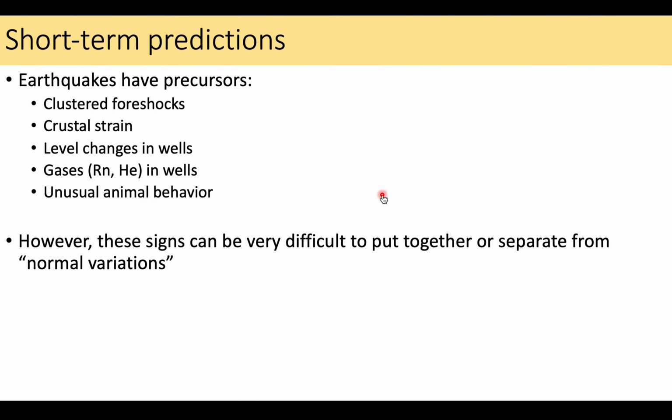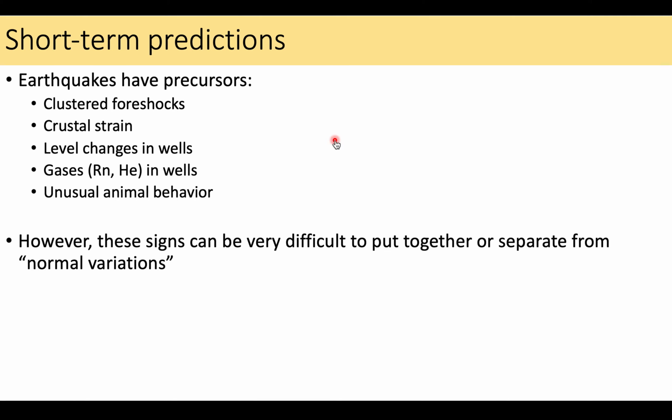So in terms of predicting earthquakes, it's very, very difficult. We can use statistics to say this place ruptures often, this place ruptures every, say, 300 years. But other than that, it's very difficult. Earthquakes do have precursors. So here, foreshocks, which are smaller shocks before the large shocks.